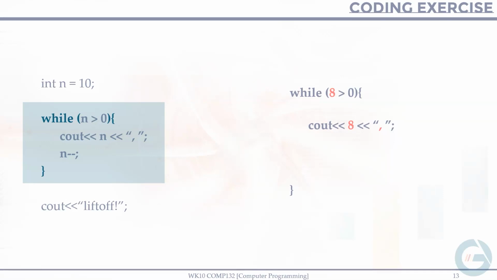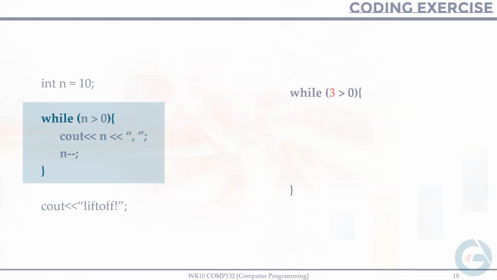Decrement by 1, that is 7. It will test the 7. Of course, that is true. Output. Decrement, that is 6. Test, output, decrement. We have 5, so test that 5. That is true, so output that 5. Decrement, so the new value of n is 4. Evaluate that again. That is true, so output that 4. Decrement, we have 3.